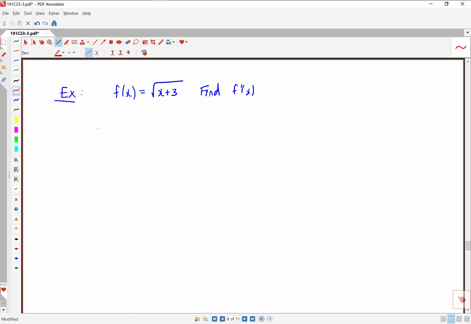Remember some alternative wording that could come up here. Often in calculus, we like to use the terminology differentiate for the process of finding the derivative. So someone could just say differentiate f of x equal root x plus 3, and that means exactly the same thing. Just find f prime of x, however it's worded.